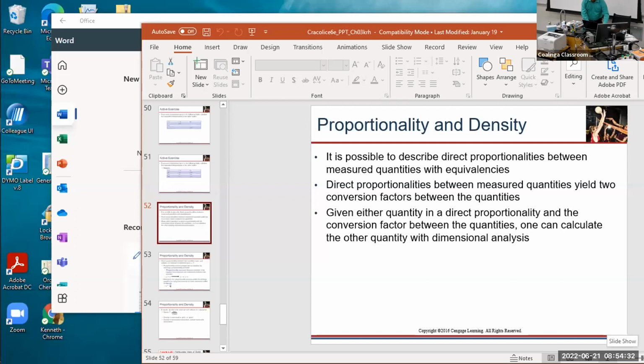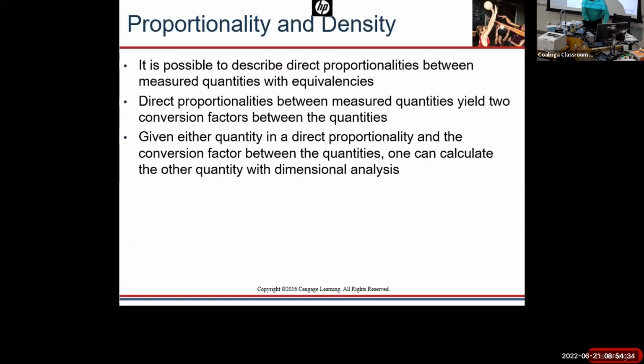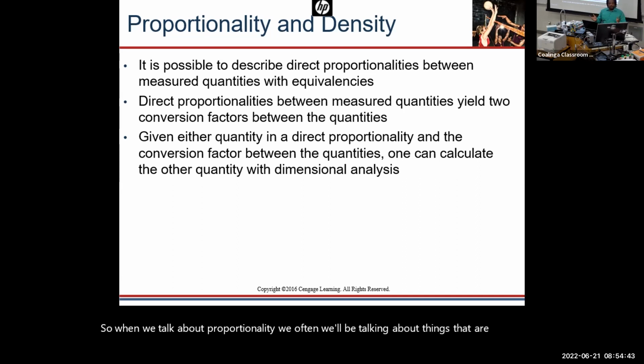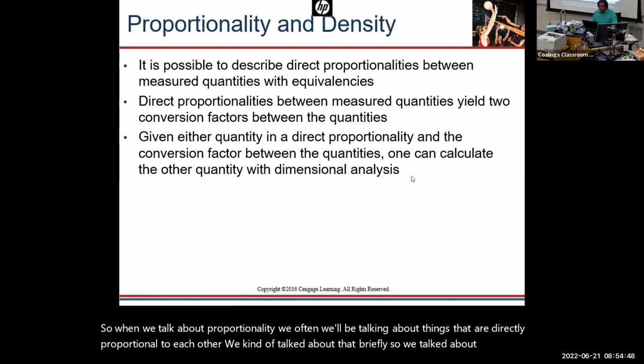So we talked about proportionality already, right? Okay. So when we talk about proportionality, we often will be talking about things that are directly proportional to each other. We kind of talked about that briefly. So we talked about density. I'm giving you an example, density. So density is a constant.